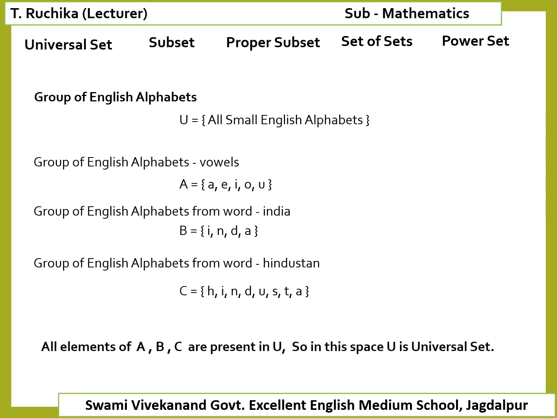Here, all the elements of A, B and C are present in U. So, in this case, U is the universal set.